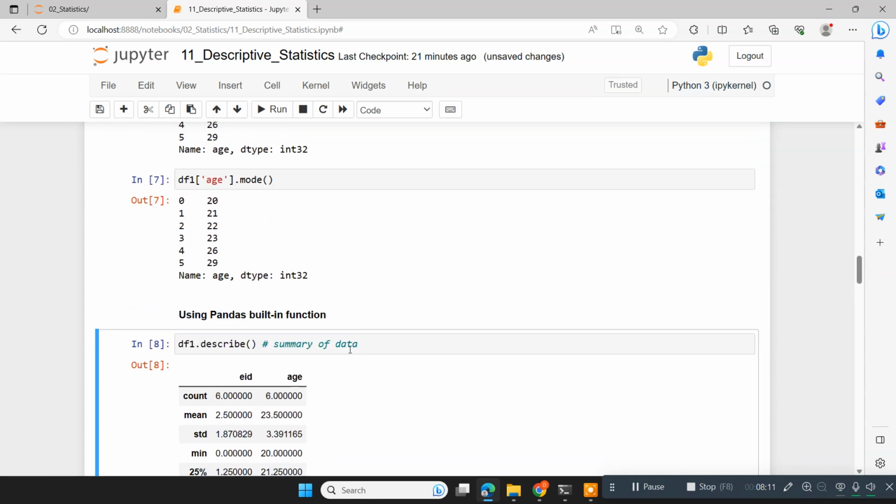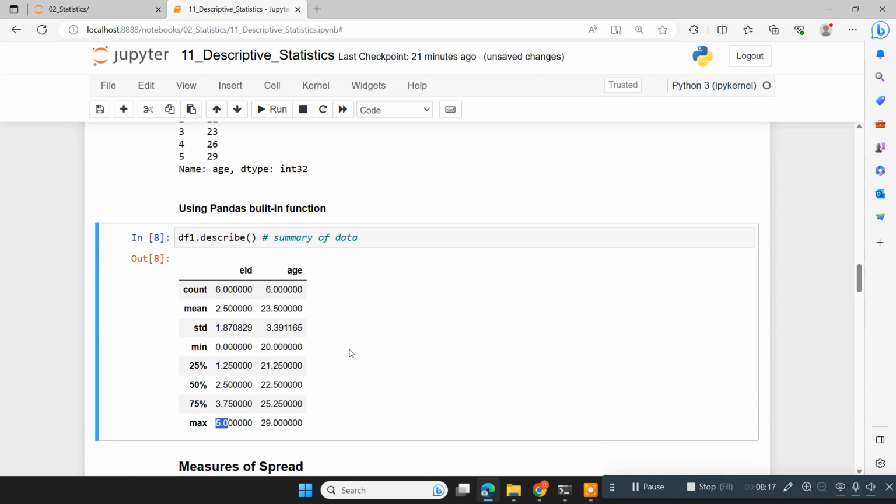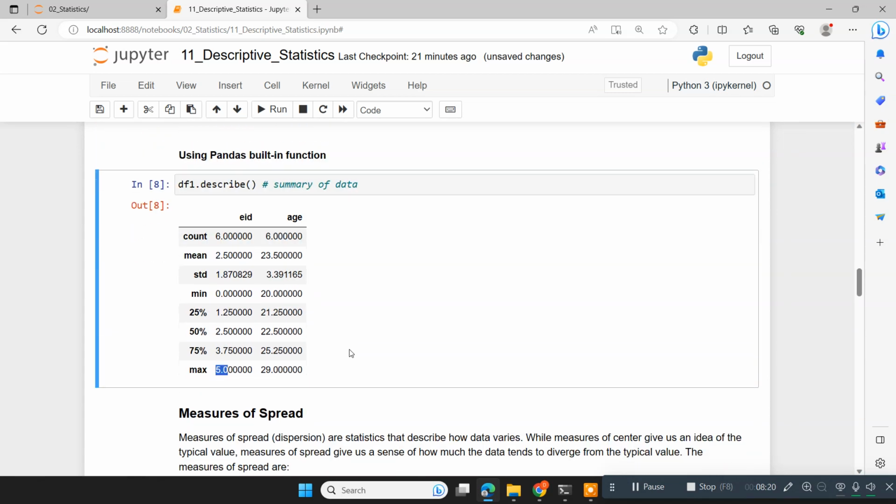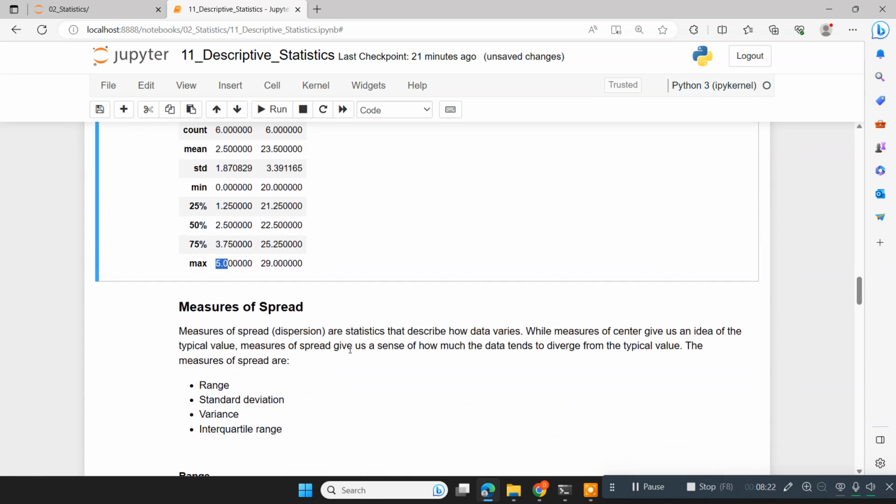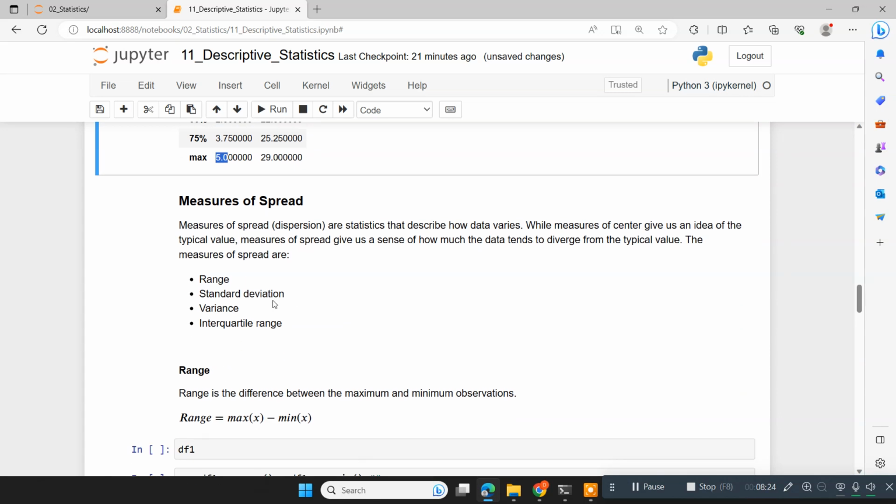So this is about measures of central tendency, in which we have 3 measures: mean, median and mode. But remember, mode is mostly applied on object type of data, meaning string type of data. And measures of spread. Measures of spread means how the data is spread. Under this we have these measures: range, standard deviation, variance and interquartile range. So let's get into details.